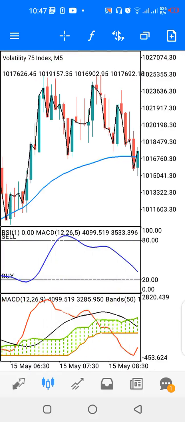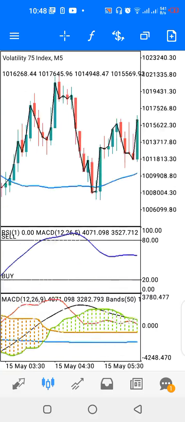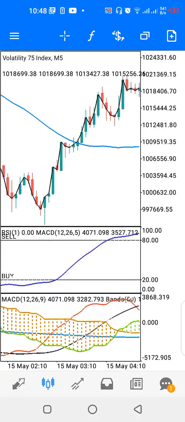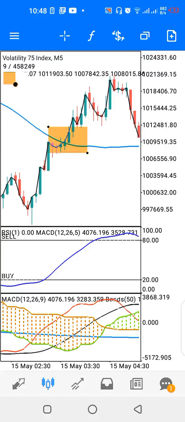So you can use this strategy on any time frame. You can use it on 1 minute, you can use it on 15 minutes, 30 minutes, 1 hour, or 4 hour time frame. Whatever time frame you feel like using, you can use this strategy on that time frame. So the basic function of the blue and the black line is to determine trend. Now this other black line is your trigger entry.